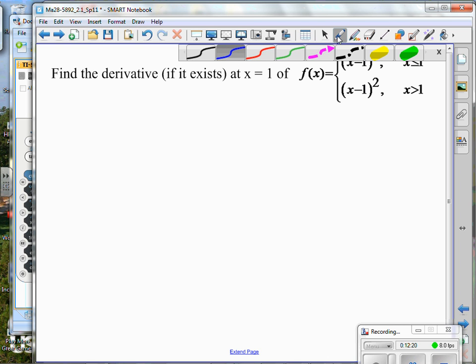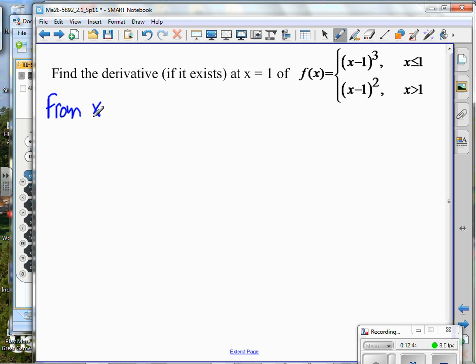Well, we have to show that if I take the limit of the difference of the outputs of the difference quotient. I mean, in other words, take the limit of the secants on this side. So we're going to do this. Here's our work. From x less than or equal to 1, the slope of the tangents. Now, the slope of the tangents is what we're talking about as the derivative.